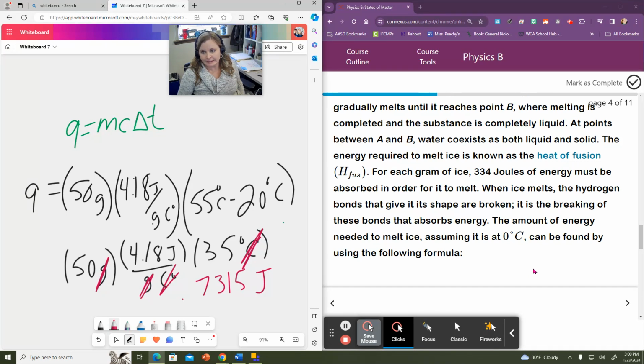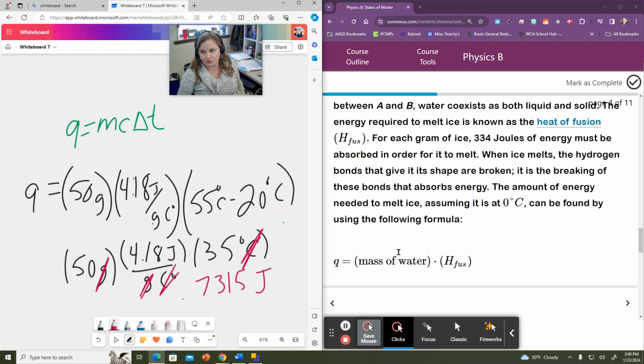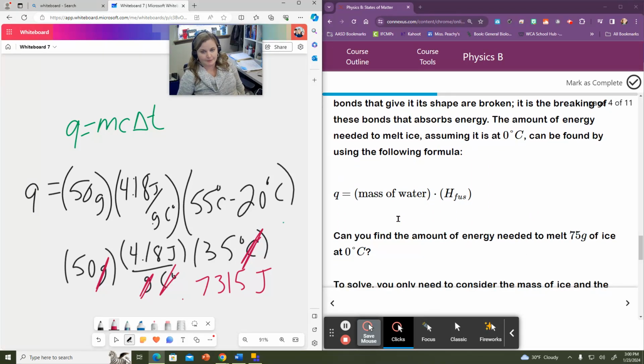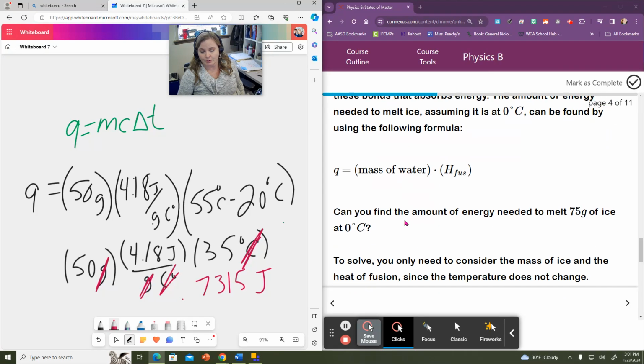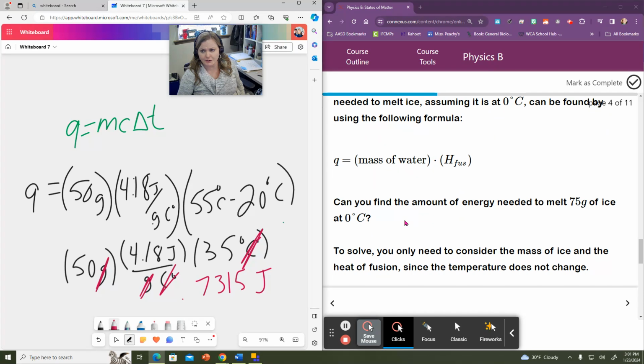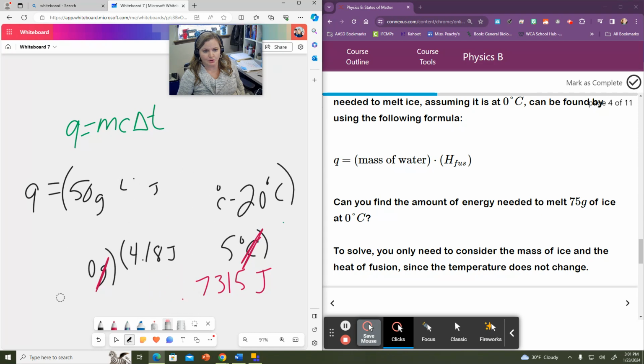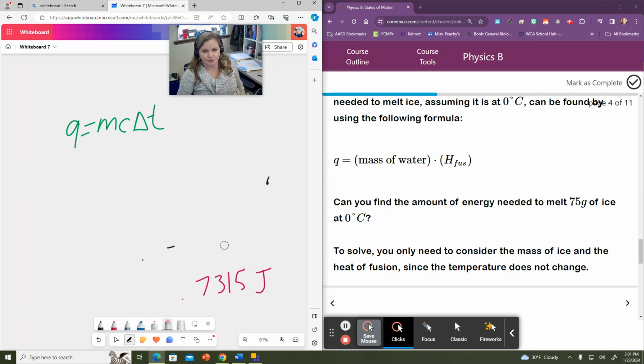The amount of energy needed to melt ice, assuming it's 0 degrees, can be found by the following formula. So because it's contingent upon how much water you have, you essentially just need to know how much water you have. So the amount of heat needed is the mass of water times the heat of fusion, which we said was 334 joules per gram, right? So if we have 75 joules, can I erase the entire screen?